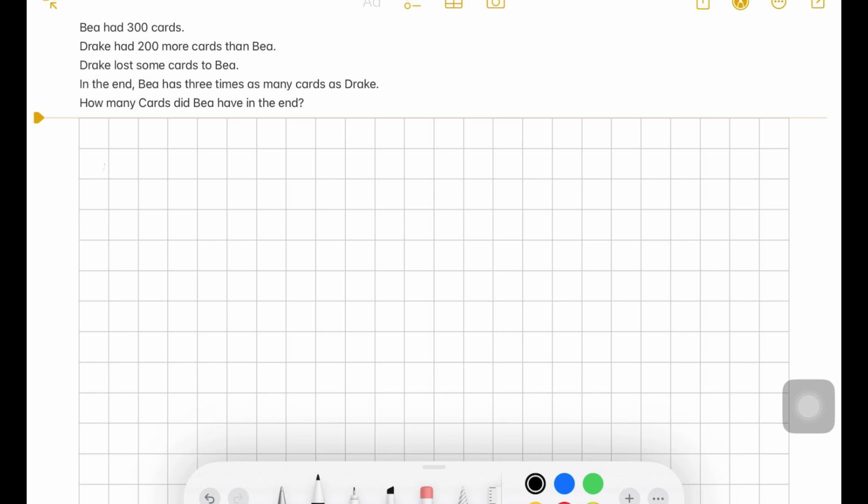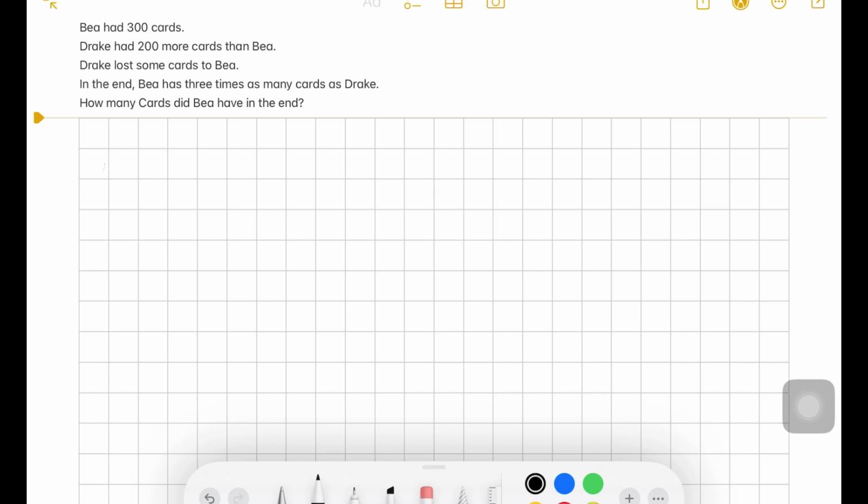Hello there. Today we will try to solve a different kind of word problem. This is a before and after word problem. So just like my previous video, we will be reading this part by part and try to use model drawing to help us visualize the problem.